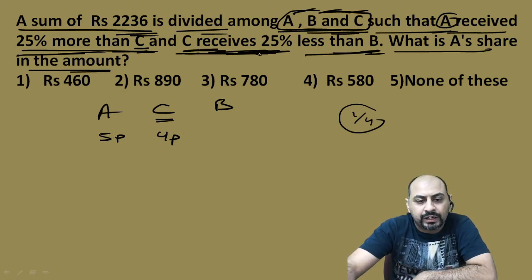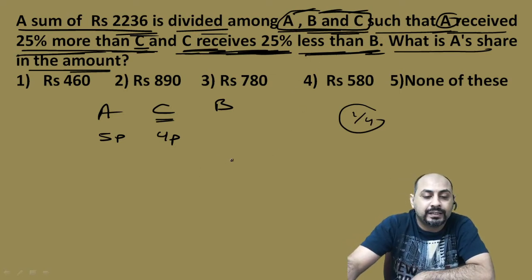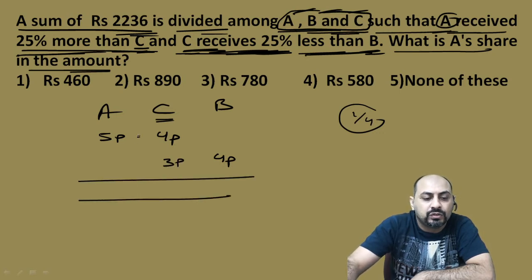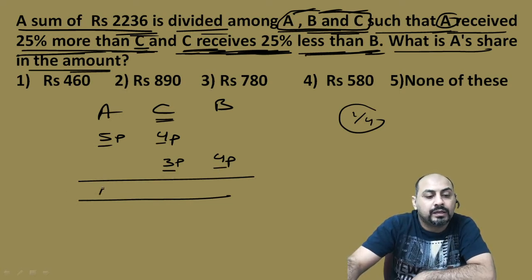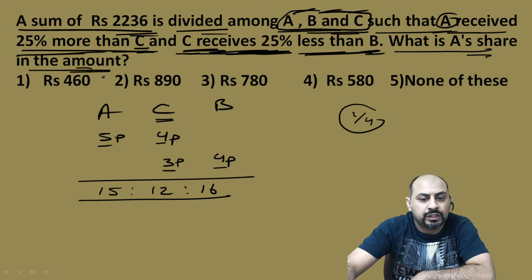And C receives 25% less than B, which means if B is getting 4 parts, C should be getting 3 parts, right? So the ratio between A and C is 5:4, and between C and B is 3:4. The combined ratio will be 15:12:16.